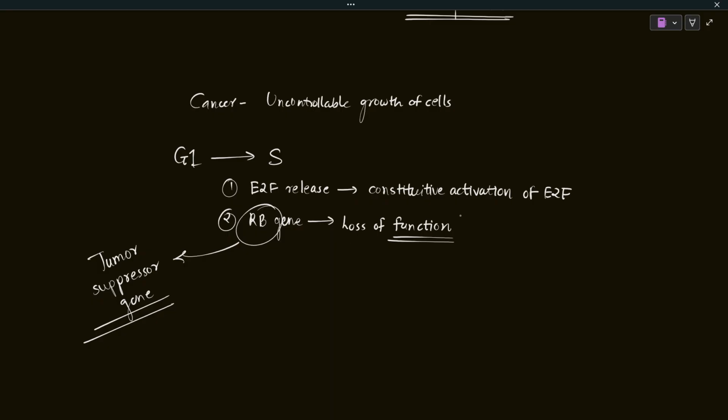So the loss of function mutation in the RB gene is going to cause the cancer. These are two important events that are going to lead to the cancer. But there's one more point which can lead to the cancer, and that is the mitogenic signals.